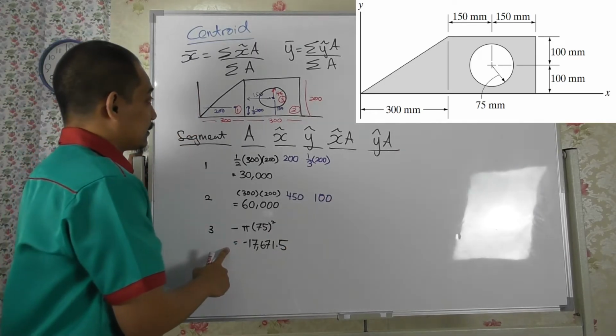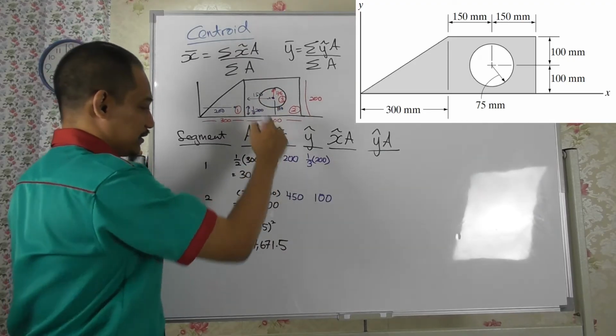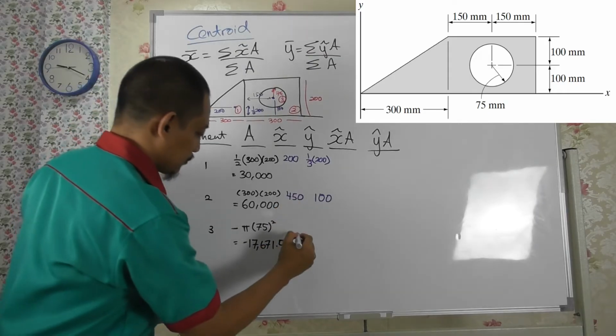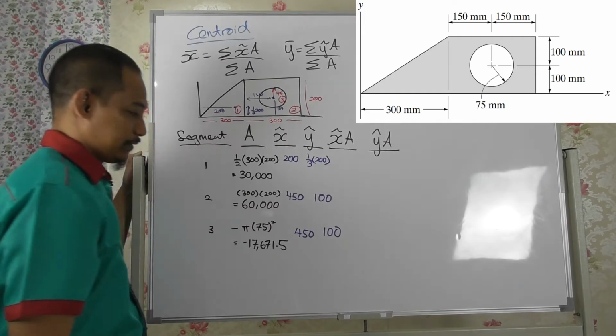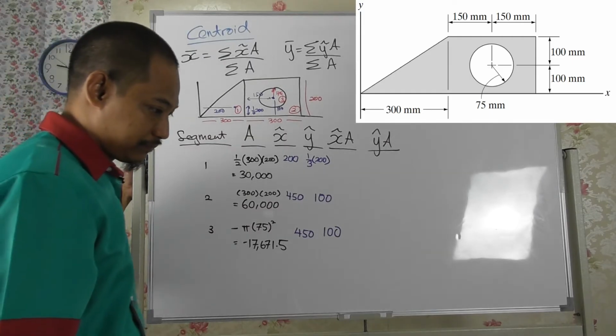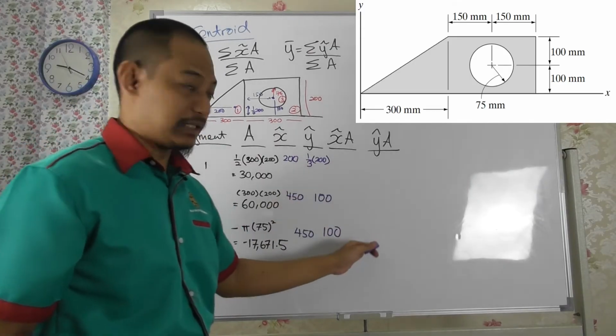What about this circle here, right? So it's basically the same coordinate here, because it's basically the same centroid. So it will be 450 and then 100. Okay? And the rest is just calculation. This is just purely mathematics.